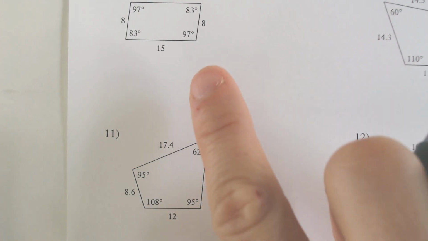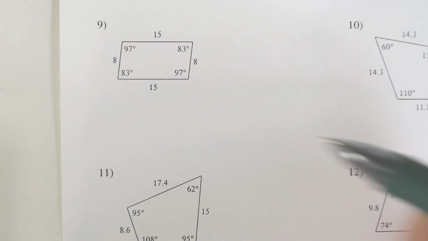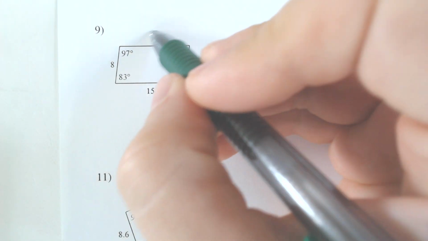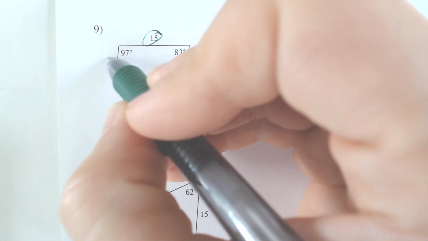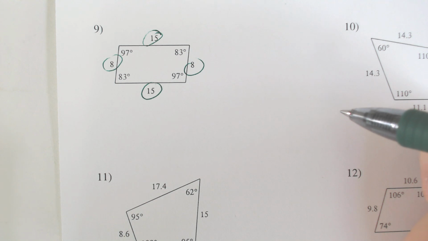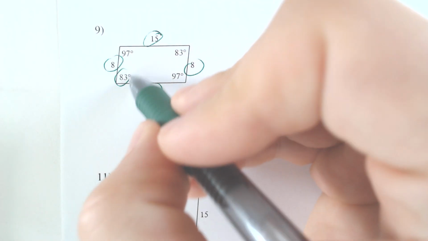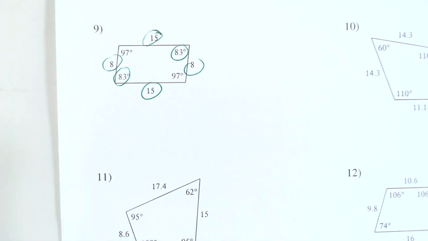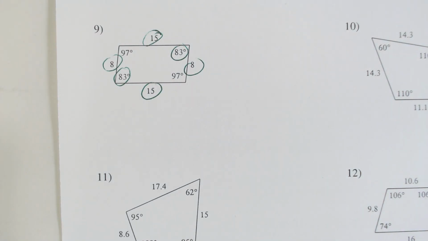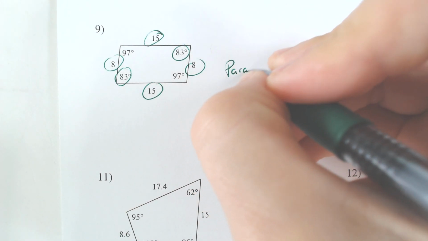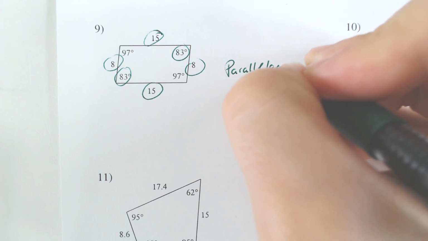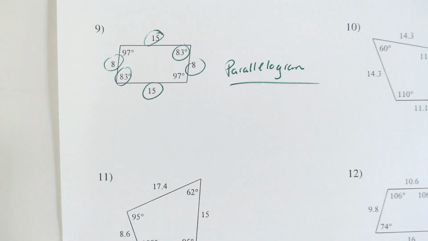Okay? So, with that in mind, they're going to throw some numbers at you at some point, but that changes nothing. Look, we got sides that are equal on opposite sides, which is an indicator that they were parallel. We also have opposite angles that are equal, which is another indicator that things were probably parallel. And this is a parallelogram, so we would be correct.